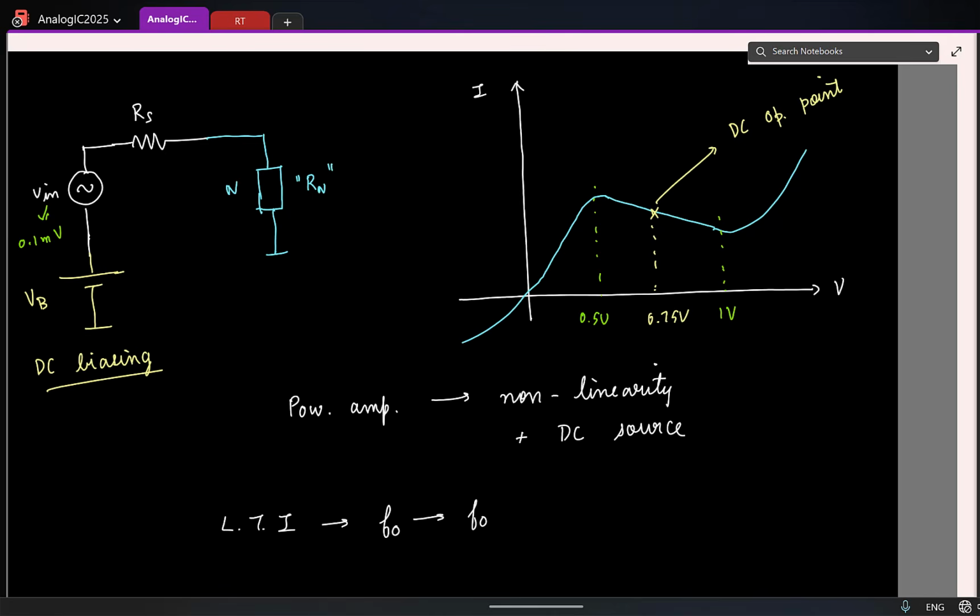But what we want here is a different thing. We want to convert energy from DC to a different signal frequency. Right? So which means if I want to get power amplification, I can never get it only using LTI systems.